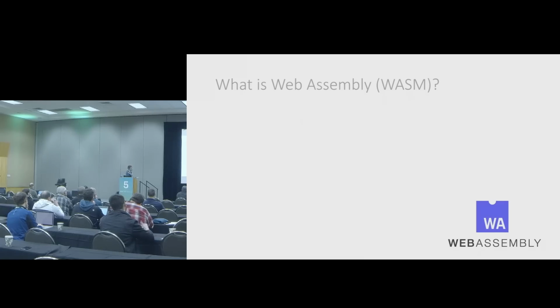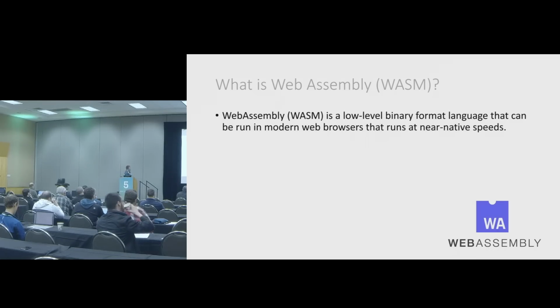So now that we've talked about the current state of the SPA front end, let's talk about WebAssembly, or WASM, which is a way funner thing to say than .NET. Like, .NET kind of sucks to say, to be honest. But WASM is fun to say, just saying WASM. Anyway, WASM is a low-level binary format language that can be run in modern browsers at near native speeds. So what does that mean?